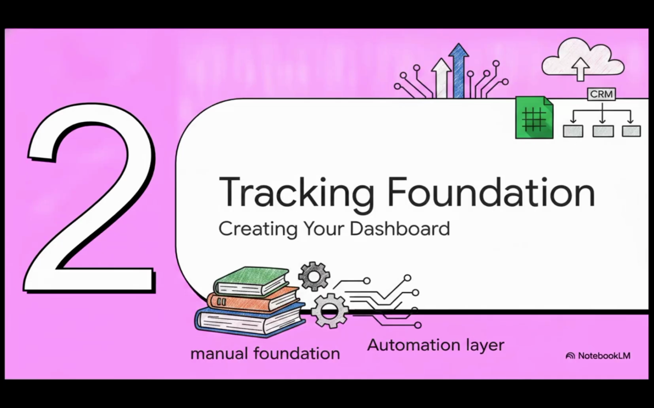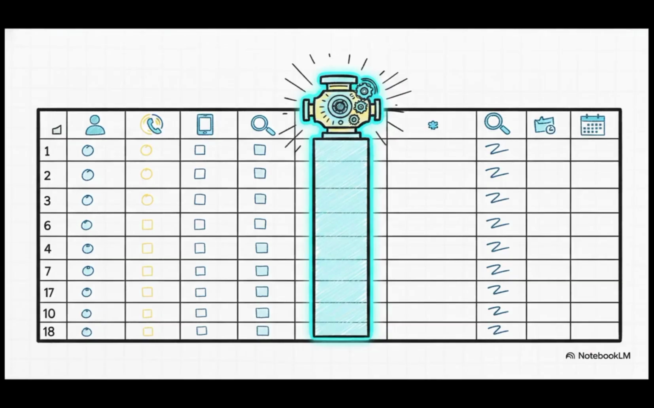To get those answers, we're moving to section 2, building the tracking foundation. This is all about creating your actual dashboard. All right, so you open up a fresh Google Sheet and you create these essential columns. You've got your customer name, email, phone, company, lead source, last contact, next follow-up, deal value, and notes. Pretty standard, right? But pay super close attention to that status column right there in the middle. That is literally the beating heart of your CRM. Your status column controls your entire sales pipeline. It gives you clean, simple categories like new lead, contacted, interested, or closed won.